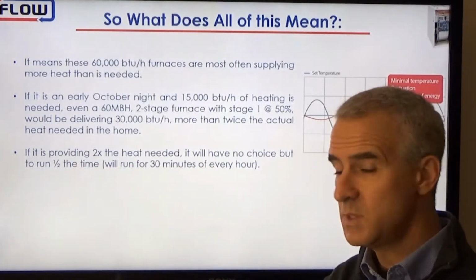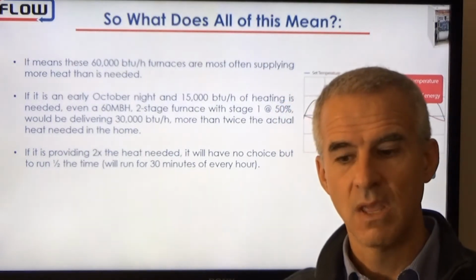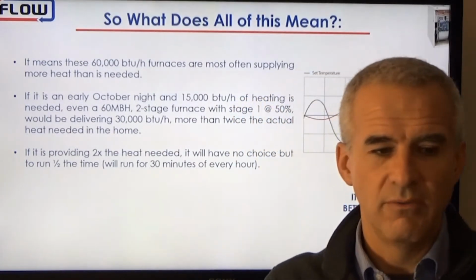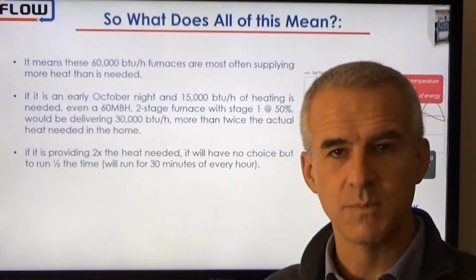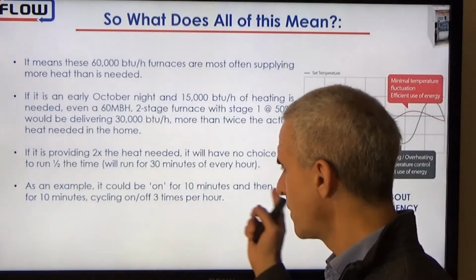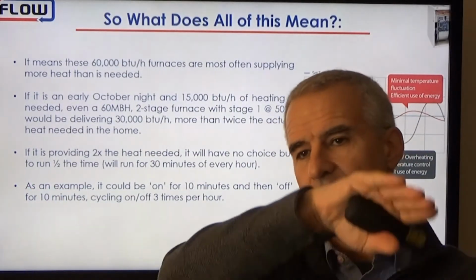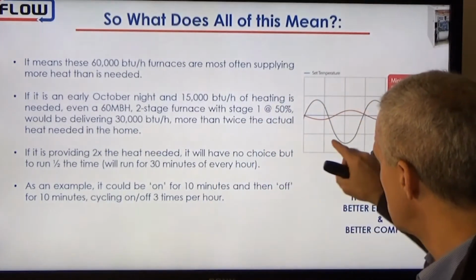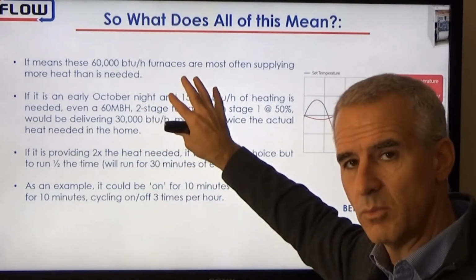It means that I'll have no choice but to run half of the time. So I run 30 minutes of every hour. Now, do I run for 30 minutes full on and then off for 30 minutes? Or do I run for 10 minutes on, 10 minutes off, and do that three times, three on and off cycles an hour? That's the way it's most likely going to run. Your thermostat probably wouldn't go for 30 minutes. You'd overheat the space fairly significantly, and then when you turn it off for 30 minutes, it would really drop.